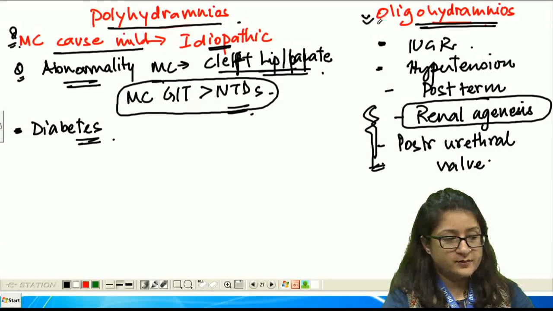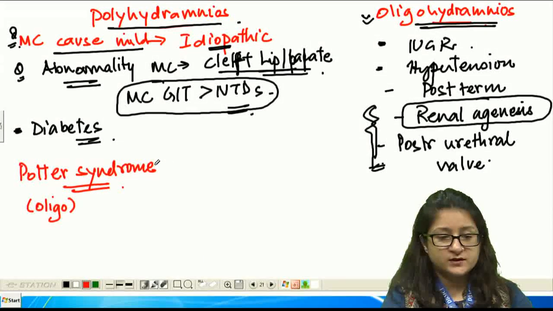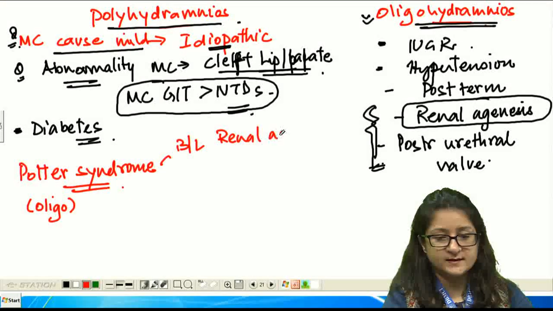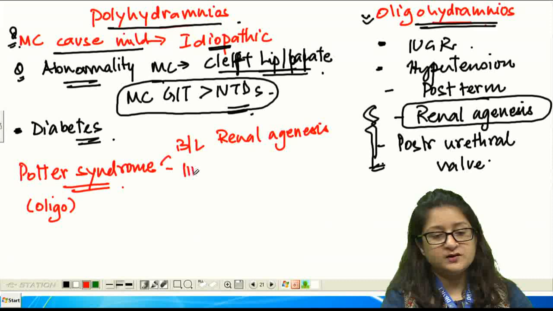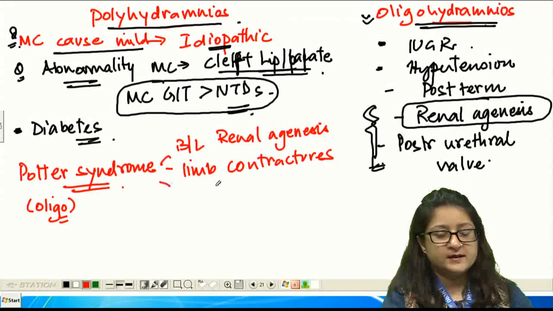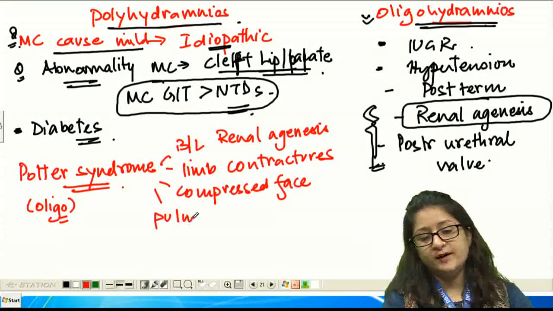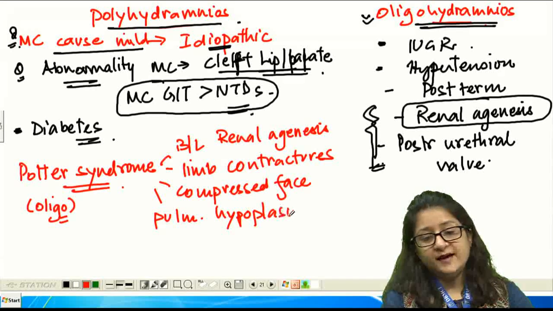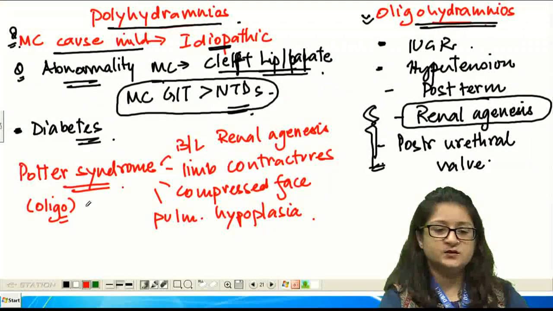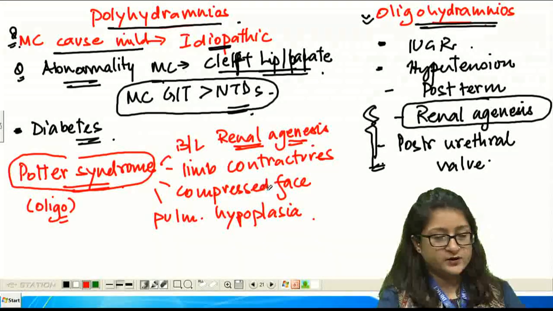Then the other important thing to remember is a syndrome called Potter syndrome. That is seen with oligohydramnios as a part of bilateral renal agenesis. Because of that, there is severe oligohydramnios, limb contractures, a compressed face with abnormal facies, and pulmonary hypoplasia. So this constellation of findings with bilateral renal agenesis is called Potter's syndrome. This is an important point to remember.